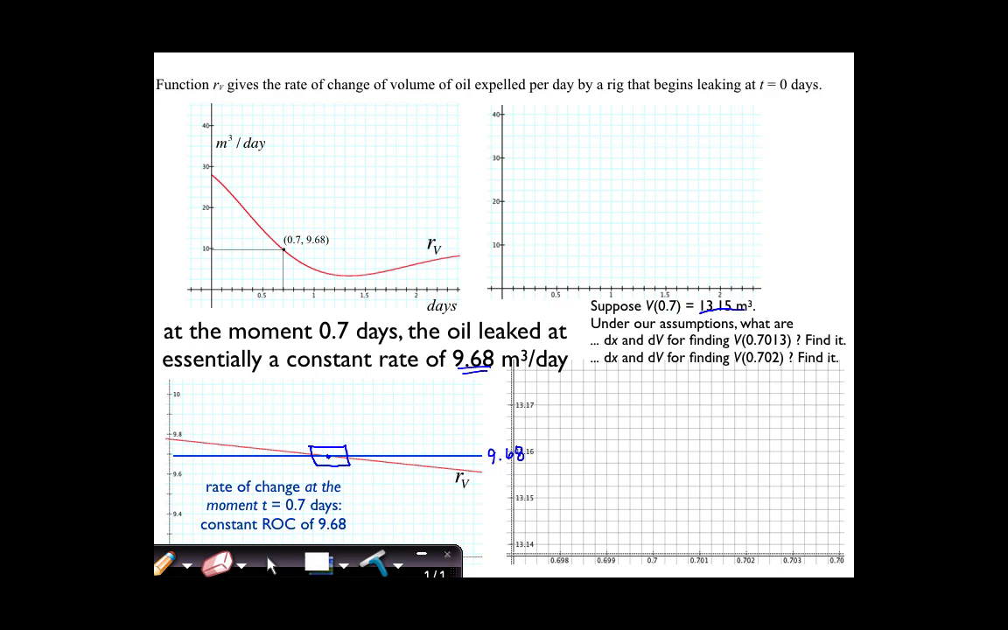13.15. So let me put a point on here. At time 0.7, I'm going to graph this function V. This should look kind of similar to what you just did on your quiz. Here's a point. Time 0.7 days into the oil spill. Volume 13.15 cubic meters of oil spilled by that point in time.